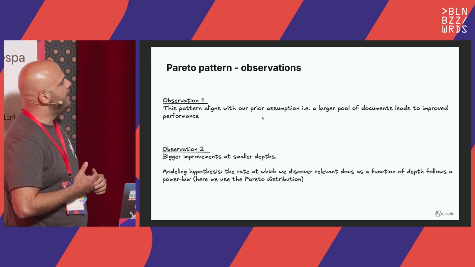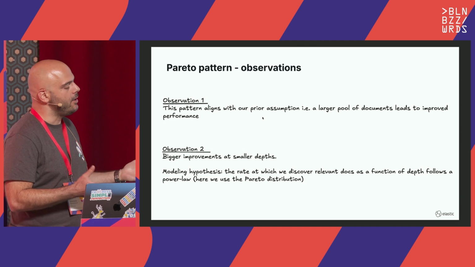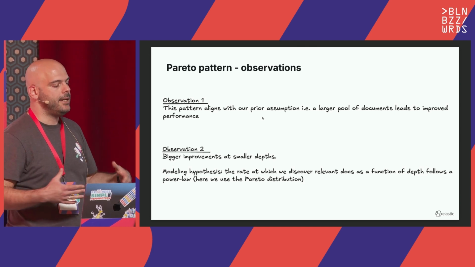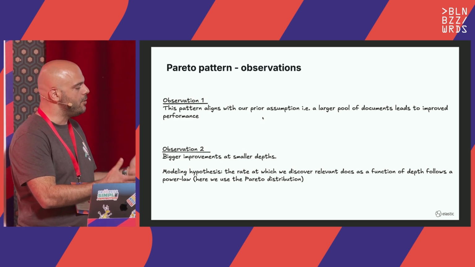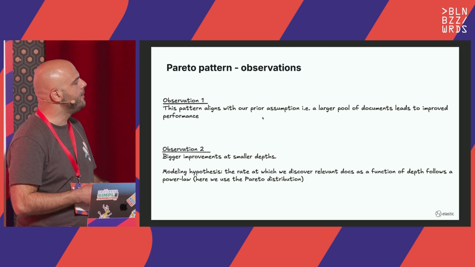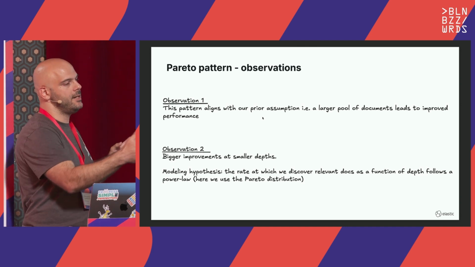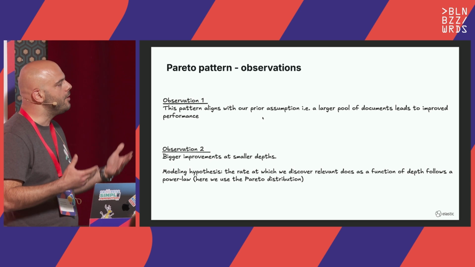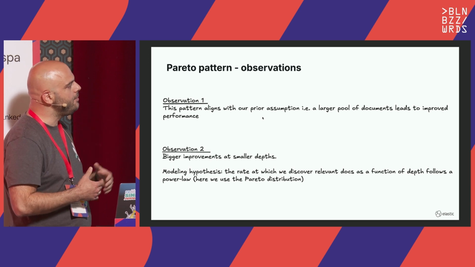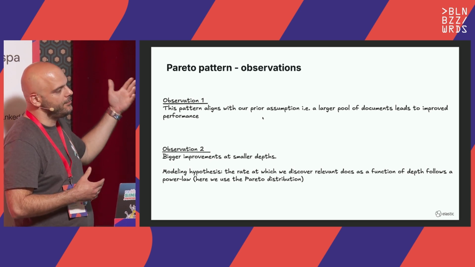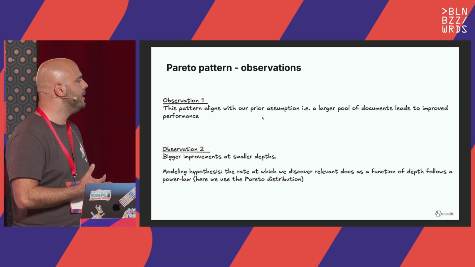So some observations. First of all, this Pareto pattern aligns well with our prior assumption, what we said earlier, that we expect the retriever to have a high recall and return a list with relevant documents. So as we increase the pool of documents, as we increase the reranking depth, it becomes more likely to have more relevant documents in that list. And then we trust the reranker that it will do a good job reordering them, which explains the improved performance. So this Pareto pattern aligns well with our intuition about the retrieve and rerank pipeline.